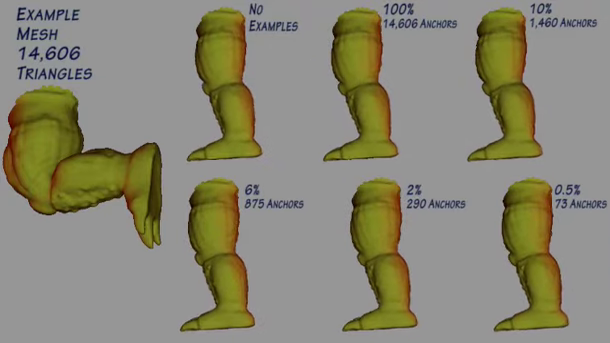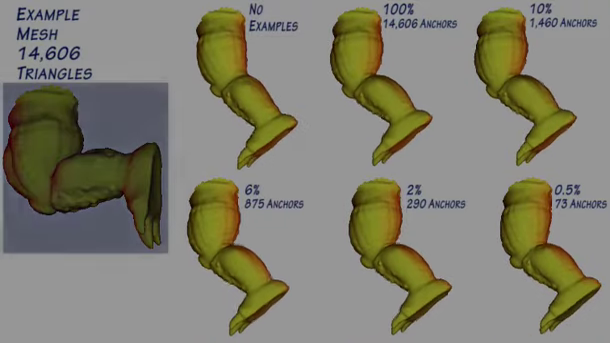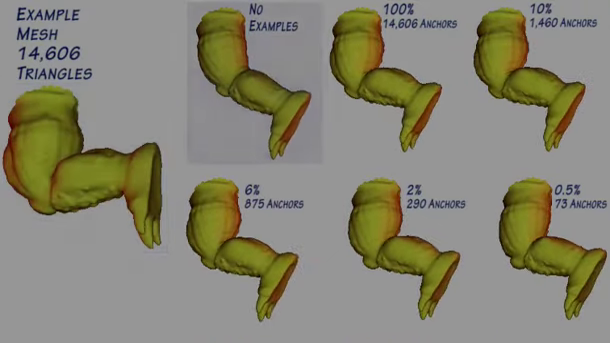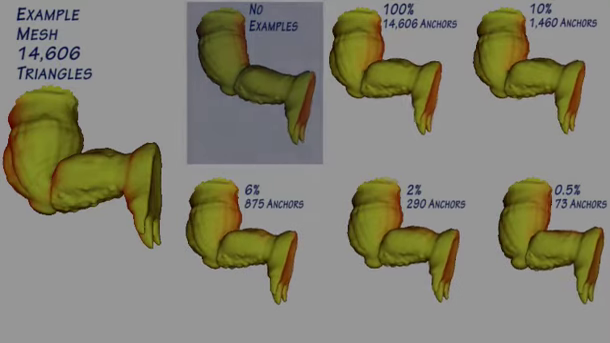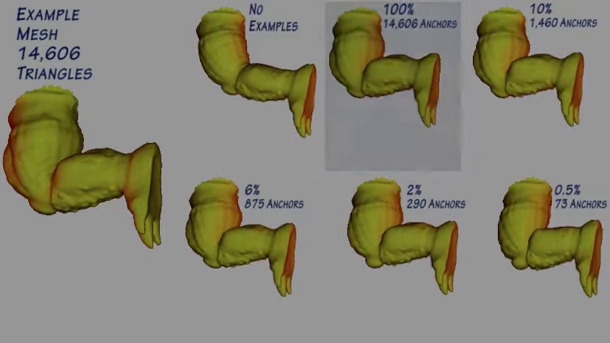We deform the straight armadillo leg into a bent leg by rotating the knee joint. On the left is the example mesh. When we ignore it, the mesh does not deform as expected and the muscles do not bulge. When we use the example, the results are improved.